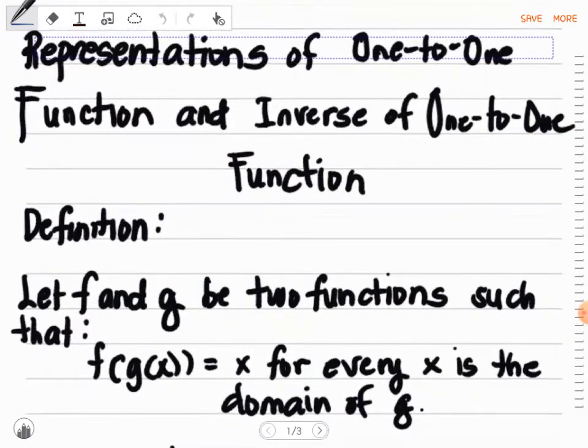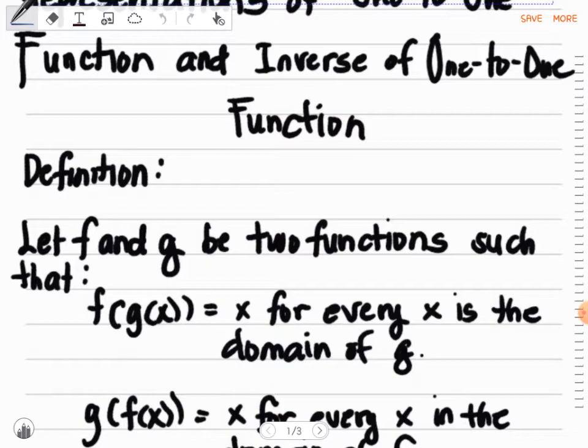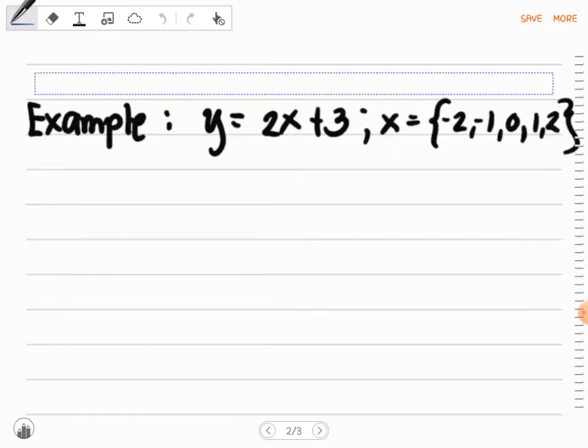To understand it better, let's have an example. In the representation of a one-to-one function and the one-to-one inverse of a function, we can represent them in three ways. Number one is through mapping, number two is through tables, and number three is through the use of sets. So we will do this in this example.